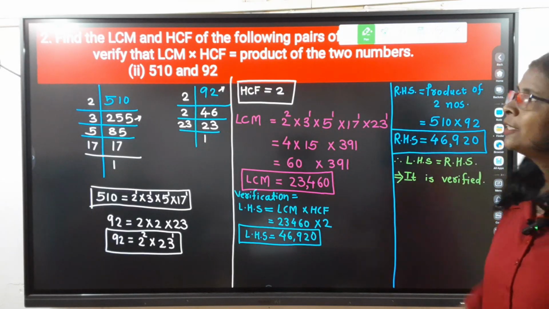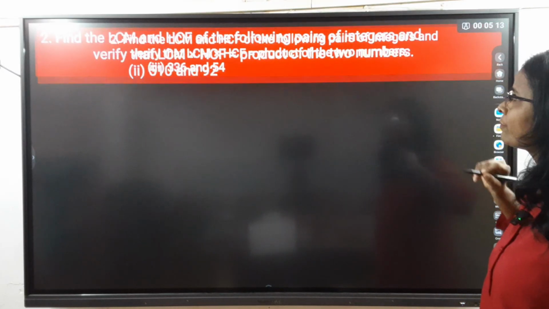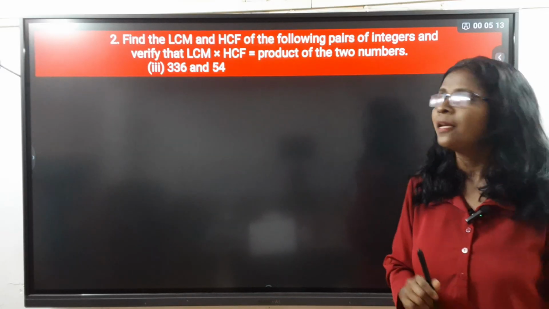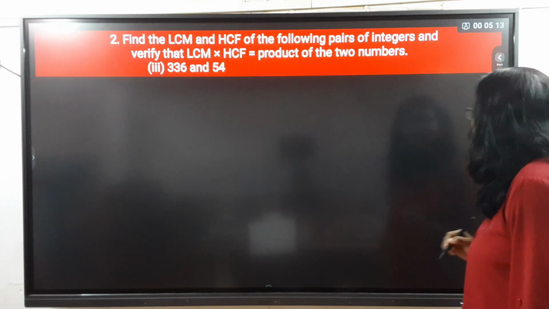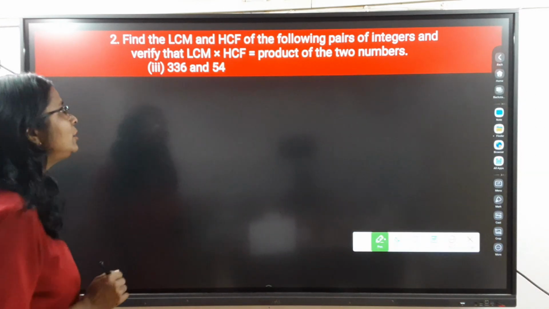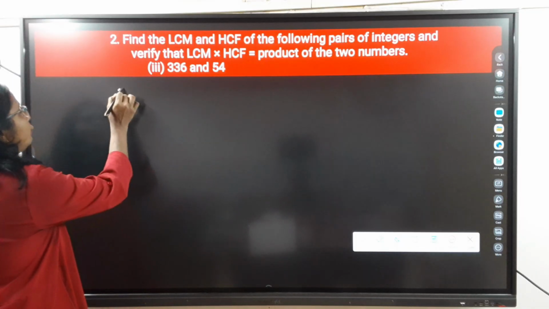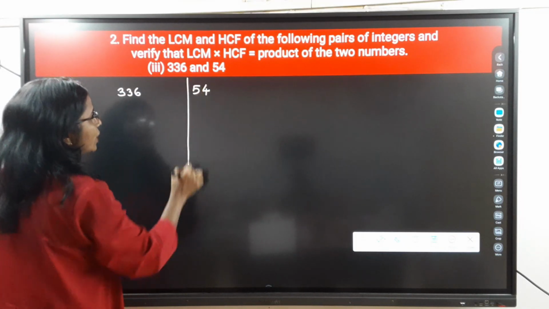Now the next example, students, let us see the next example. The next example is 336 and 54, for these two numbers. Here first we have to find out the factors. So I first find out the factors of 336 and of 54.